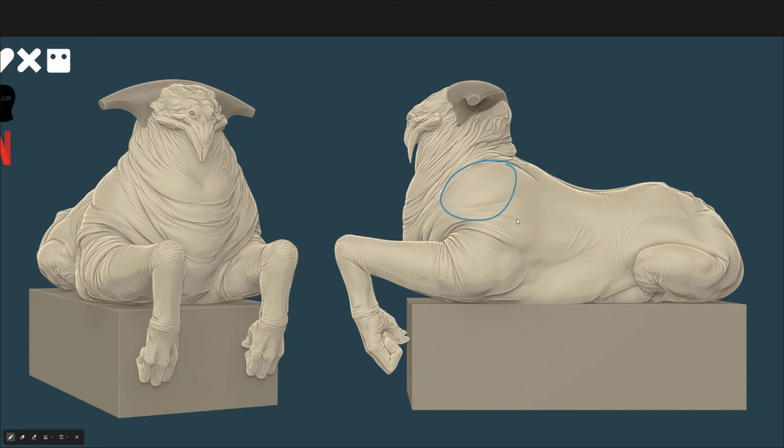Same goes for those kind of things, right? So this is more kind of anatomically, I wouldn't say correct, because again it just doesn't fit the creature. It doesn't fit the concept to say that anatomy is correct, because this is an alien, right?